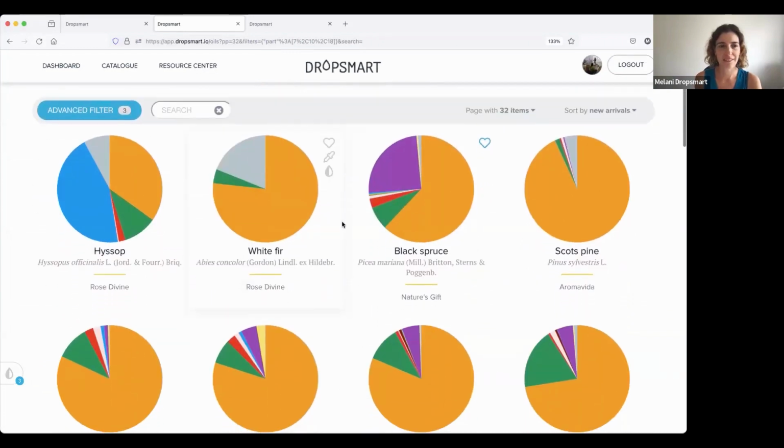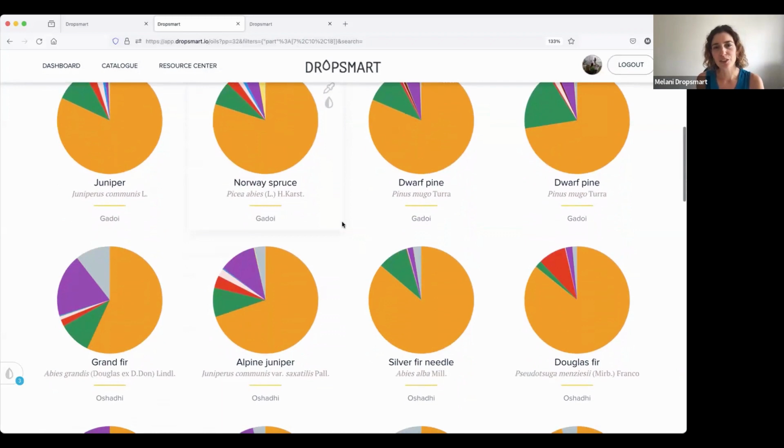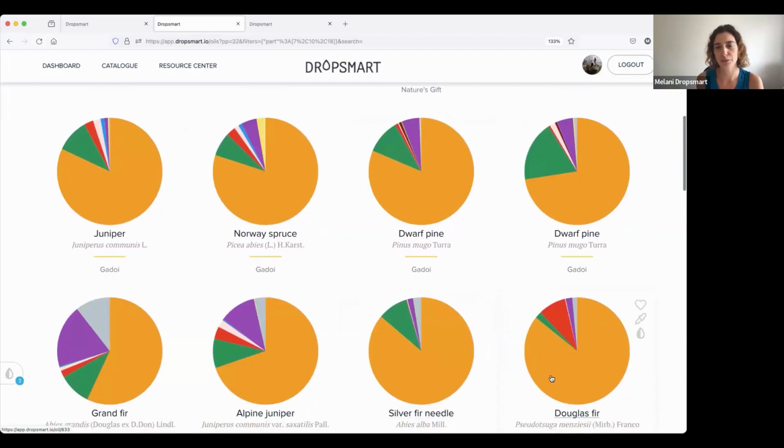So here we have more than conifers, but the trend you're going to see is that they're very similar. That's what I wanted to show you. See, they all have a lot of monoterpenes.